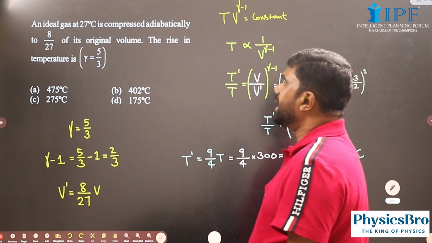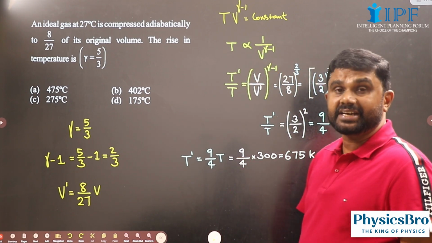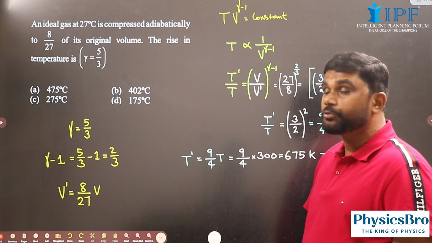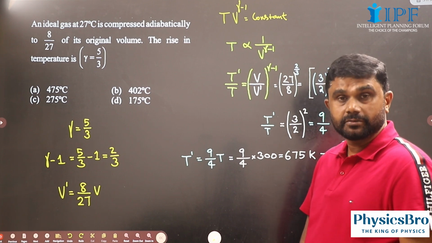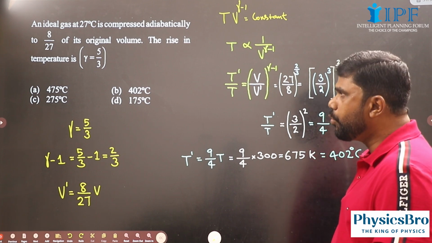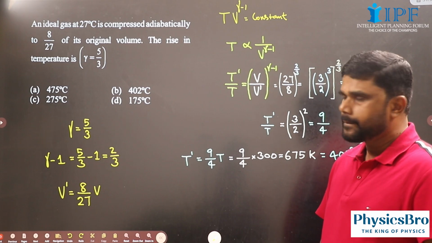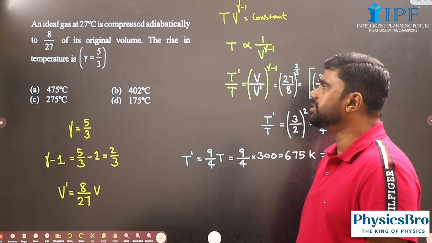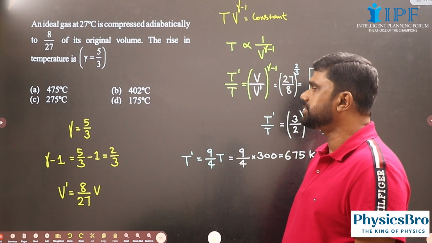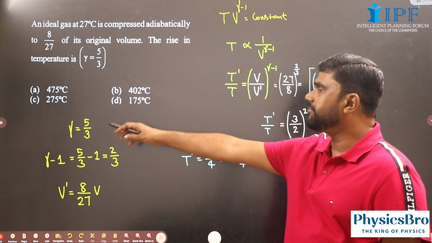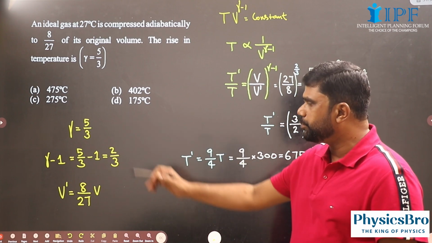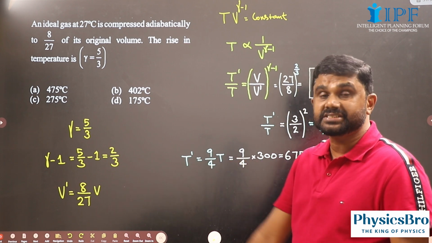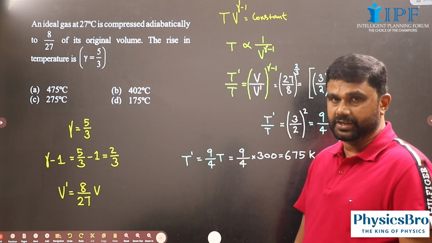Now, an ideal gas at 27 degrees Celsius, which means 300 Kelvin, is compressed adiabatically to 8 by 27 of its original volume. 8 by 27 is beautiful because it is (2 by 3) whole raised to 3. Find the rise in temperature given that gamma equal to 5 by 3. Okay, gamma we have 5 by 3, gamma minus 1 is 2 by 3. And V dash is given as 8 by 27th of its original volume V.